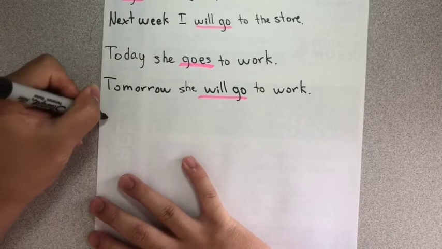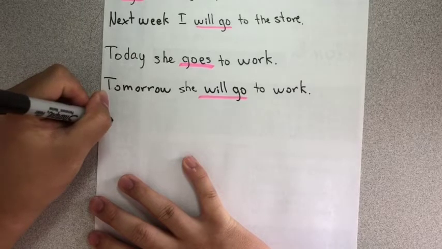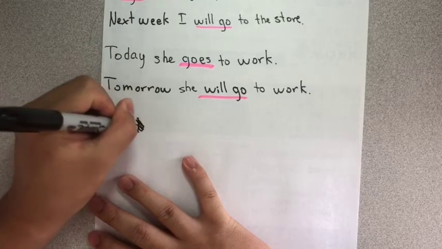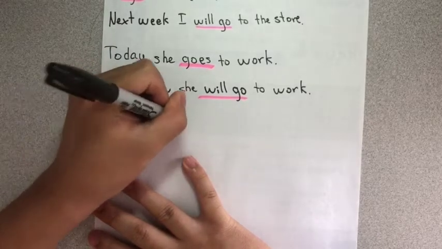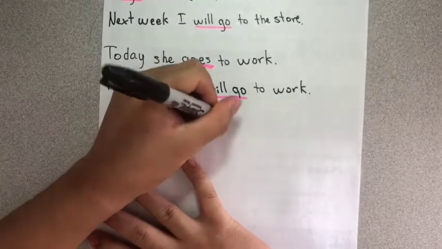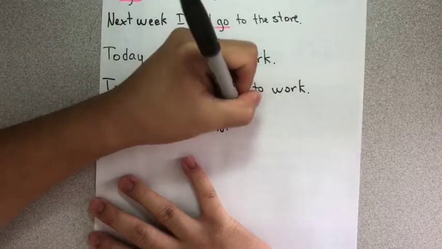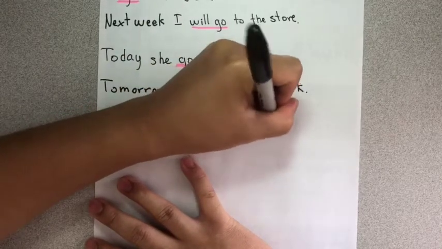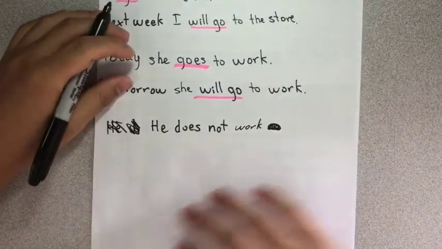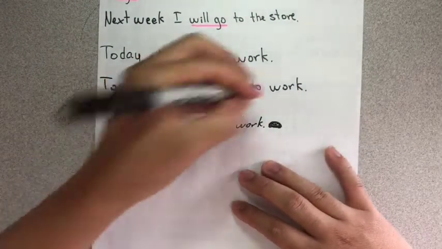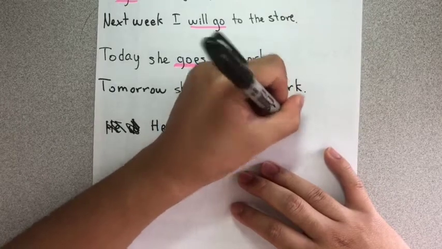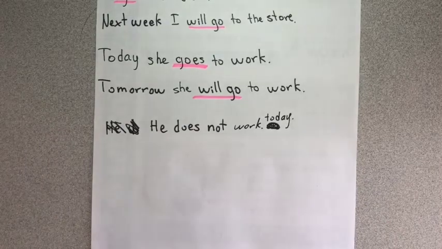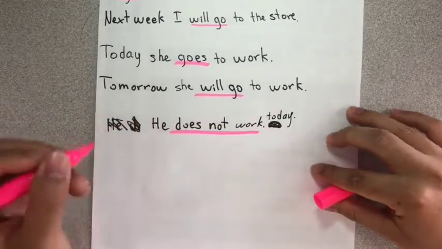So I want you to do this one for me. He, let's see. He does not work. Let's just do he does not work today. He does not work today. He doesn't work today is in present. We have does not work.